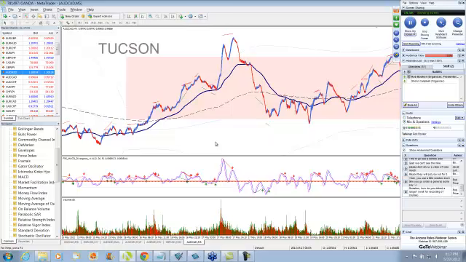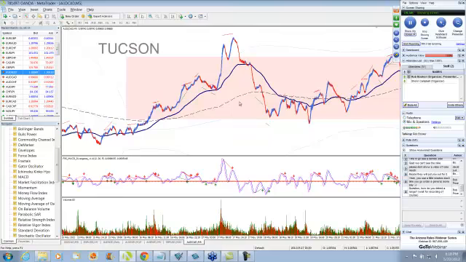Now, tonight we're going to spend time looking at the identification of a range on a longer time frame chart, and then we're going to drop down to a lower time frame chart and trade that range. But before we even do that, there is the Jerome trade.